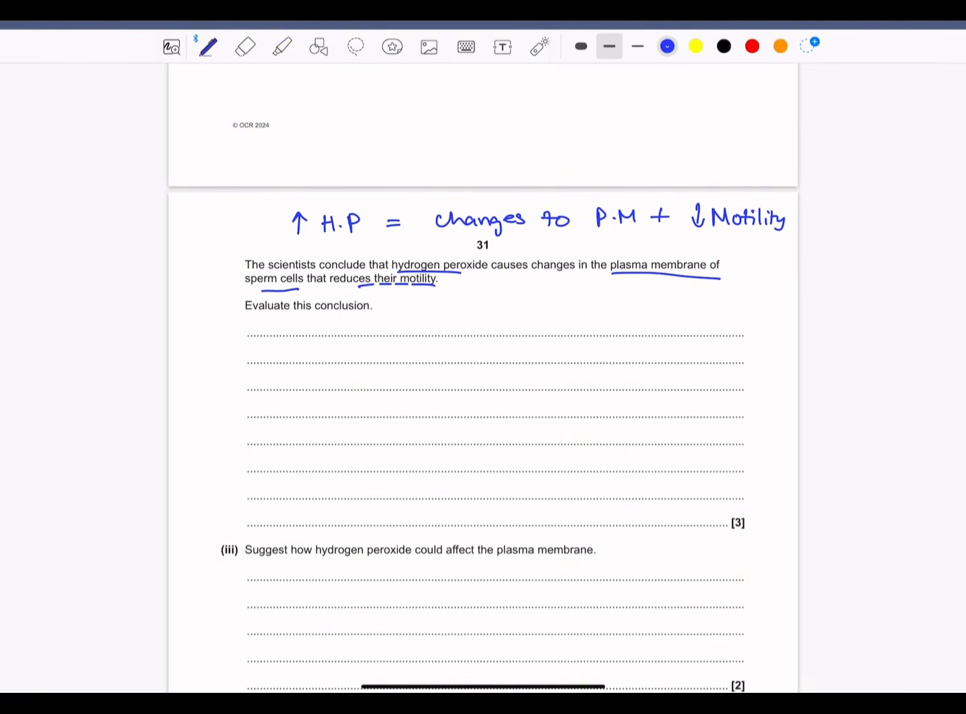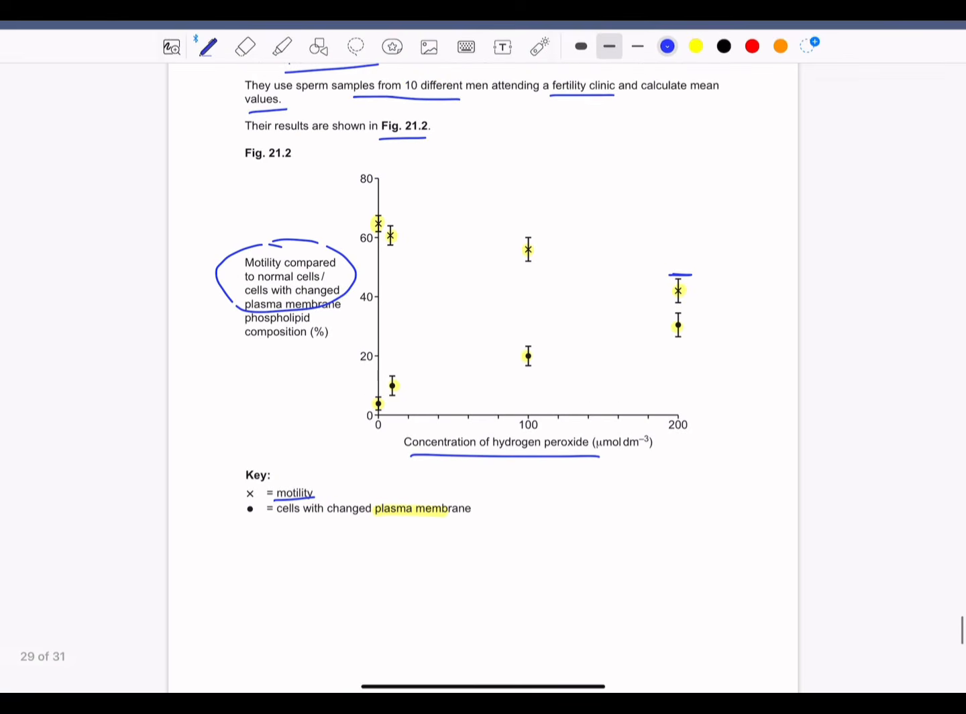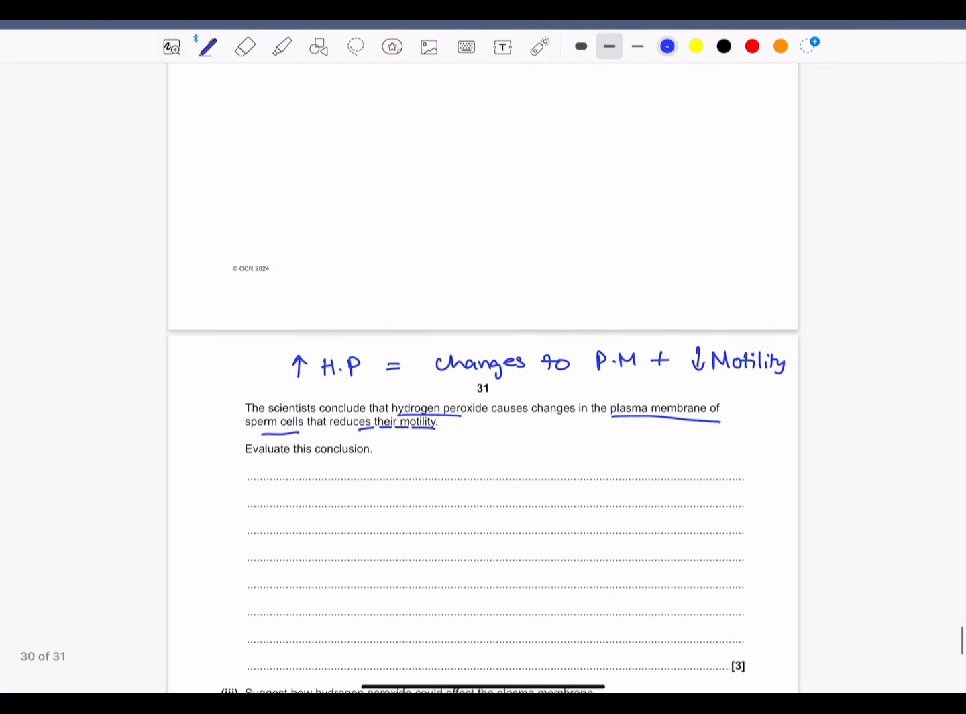However, there's no stats test. Also, the sample's too small, 10 different men. So that would be evidence against the statements that the scientists made.